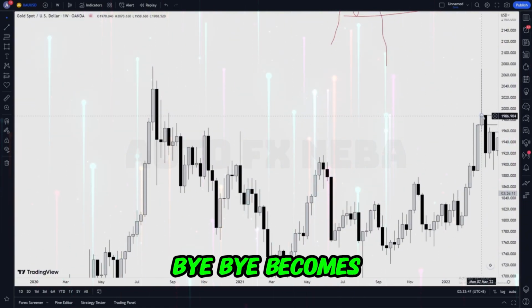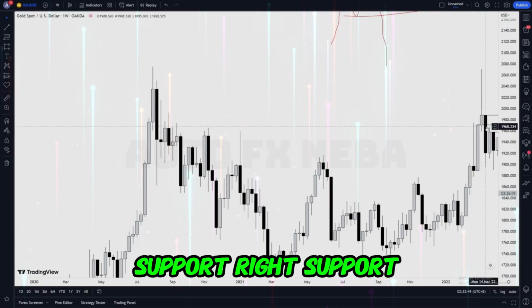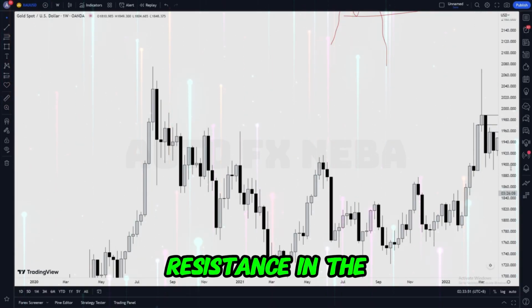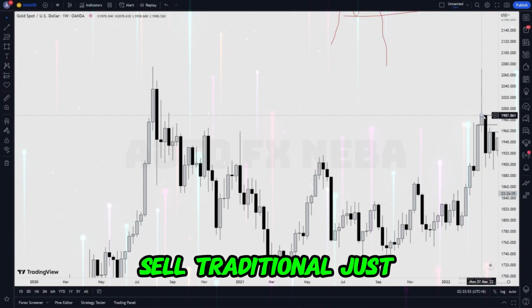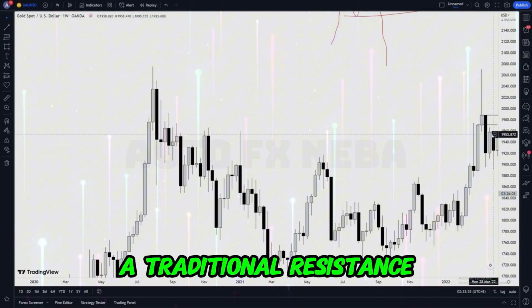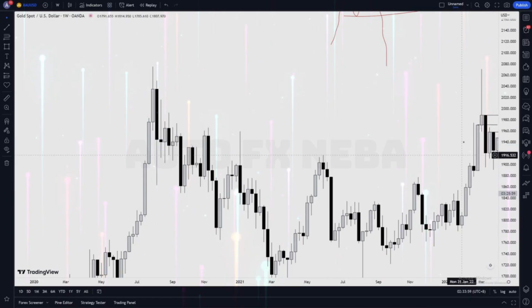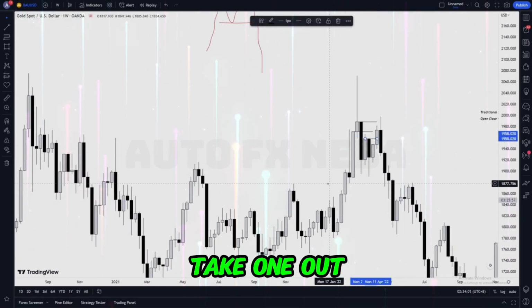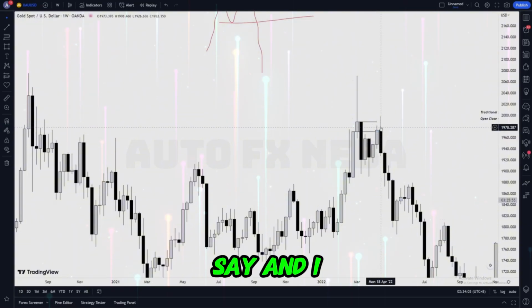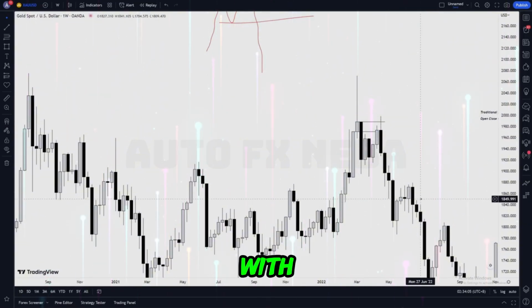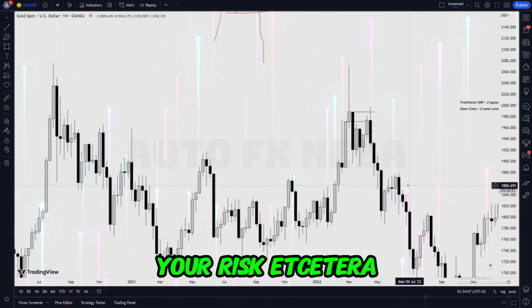We have this buy becomes support, right? Support breaks, becomes resistance in the future. And then we have the buy sell, just a traditional resistance. And we have this buy sell as well, traditional resistance, same thing like here. Boom. When I'm in doubt, take one out. That's what I say. And I just have these 2 to deal with. That's when you want to reduce your risk.